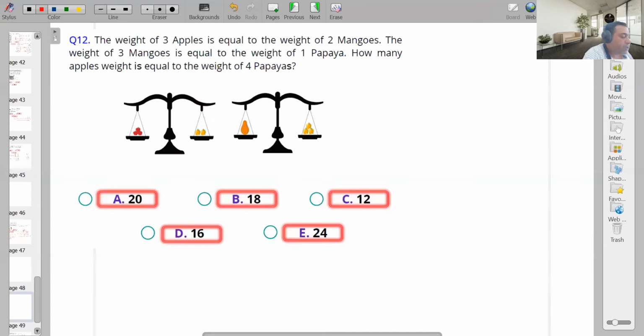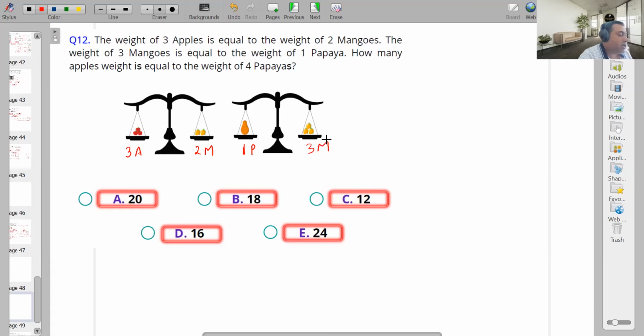The weight of 3 apples is equal to the weight of 2 mangoes. Okay, so we can see it over here. There are 3 apples here, and it is equal to 2 mangoes. 2M, M stands for mango, A stands for apple. Okay. And one papaya is equal to 3 mangoes here.